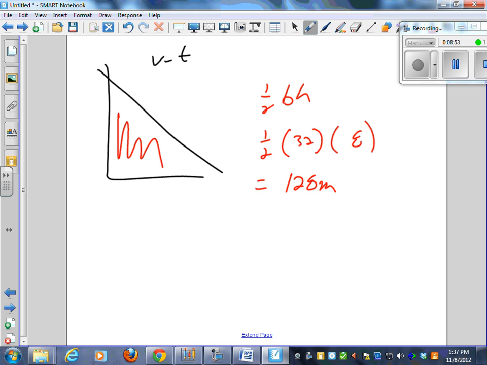Meters squared, right? No, meters. Even though it's an area, this is meters per second and this is seconds, so it's meters per second times seconds. The seconds cancel and your unit is meters. So even though it's area, it's not square meters, it's meters. So essentially you just found the displacement, but it asked for the distance. Sometimes the displacement and the distance are the same.